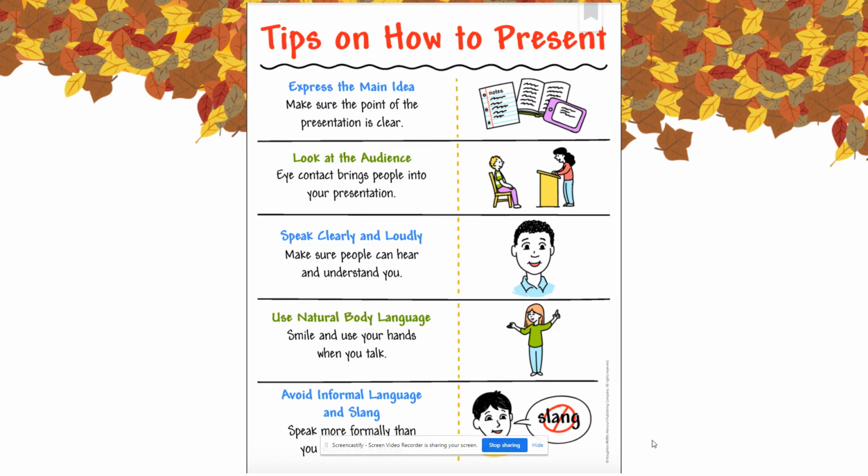You need to use natural body language. Do not be stiff or mechanical. Smile and use your hands whenever you talk. You'll want to avoid informal language or slang. Speak formally so that you are knowledgeable about the topic at hand and so that other people can understand what you're trying to get across and the points you're trying to express.